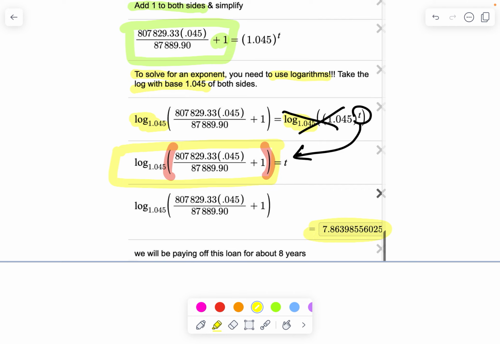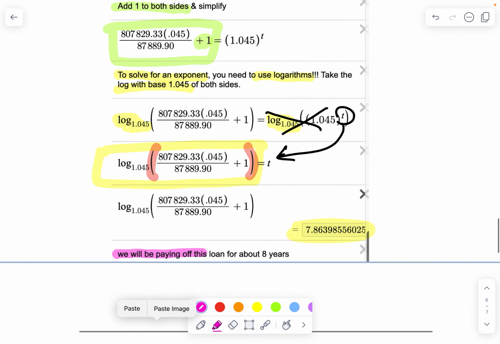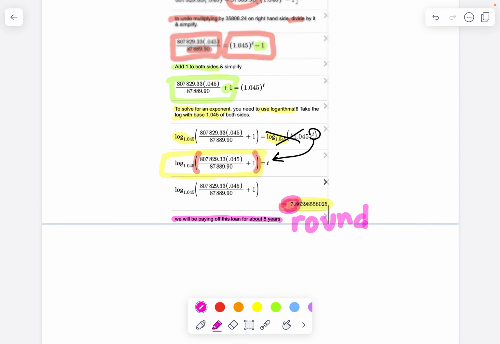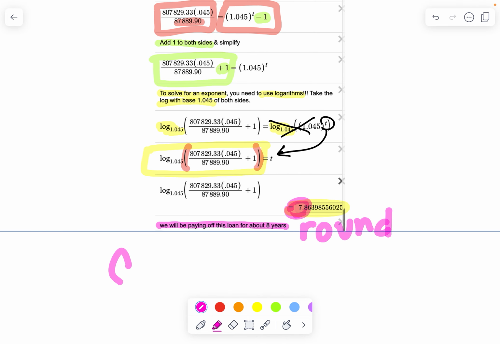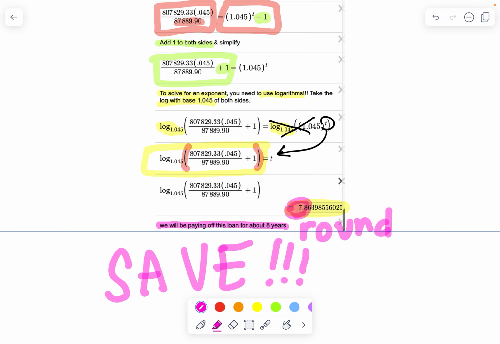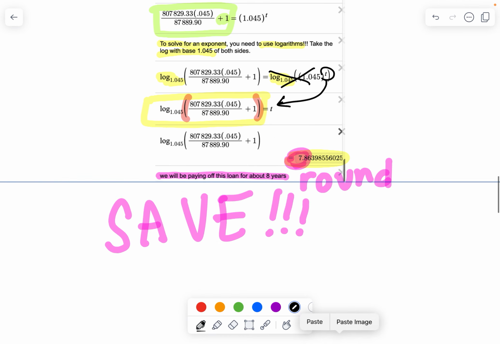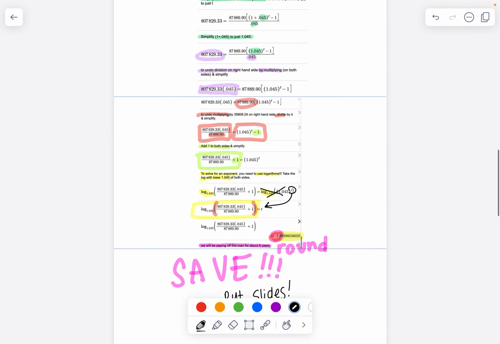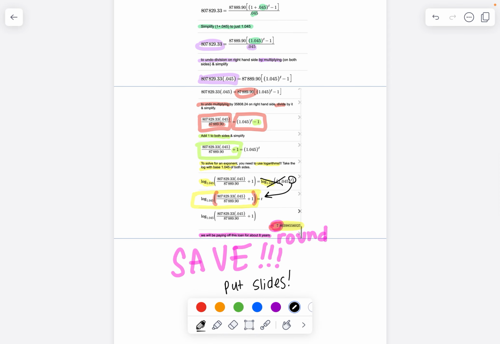And so I made a final note that we will be paying off this loan for about 8 years. This says 7.8, but let's just round this. Once you get here, y'all, click save, and then put this information in your slides as a collaborative effort, okay? This is your goal today. You're going to do great.